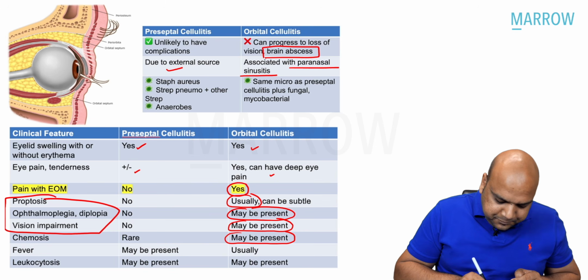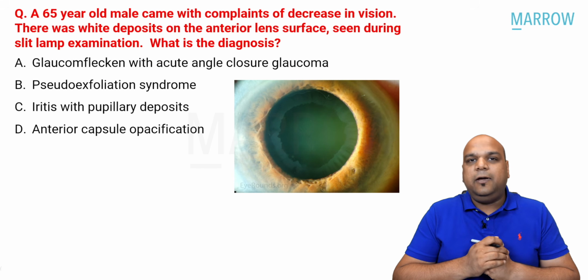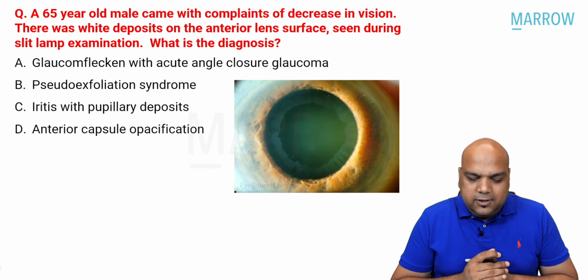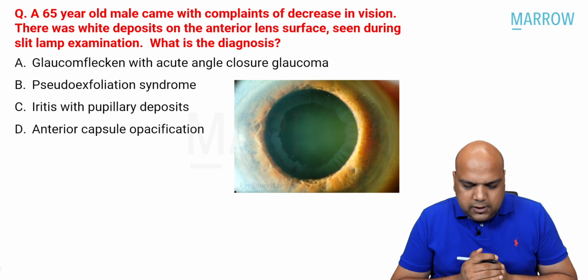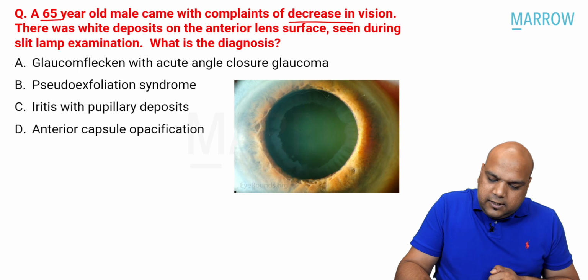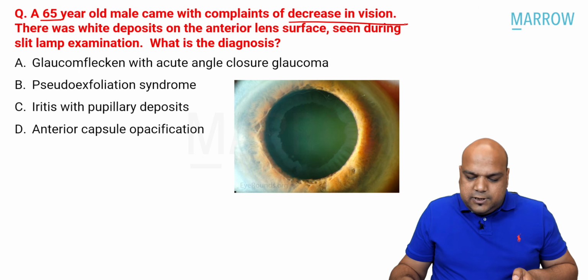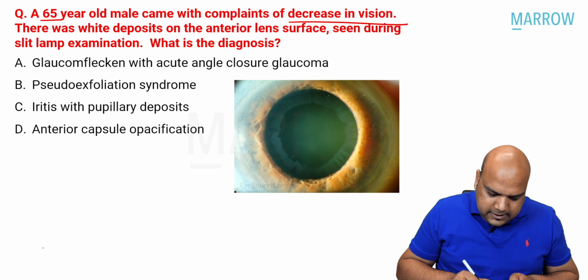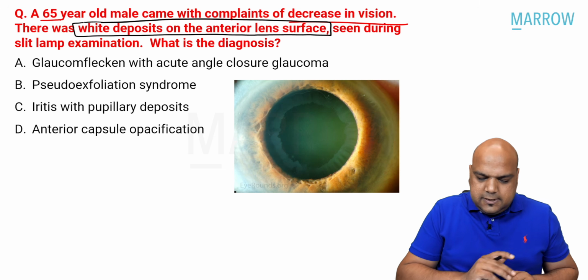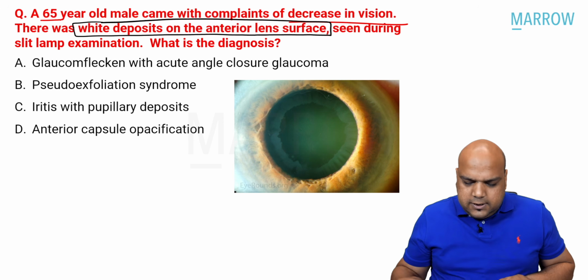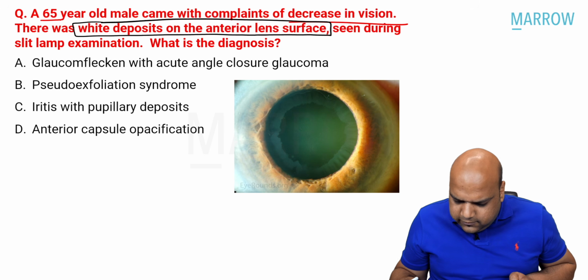Moving on, please. Next question, question number 5, asked in the NEET-PG 2025 August session. A 65-year-old male came with complaints of decrease in vision. There were white deposits on the anterior lens surface. I think that's the key line here. White deposits on the anterior lens surface seen during slit lamp examination. What is the diagnosis? I see the photograph.